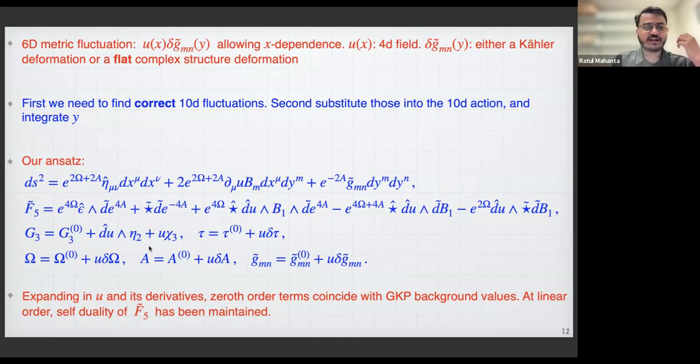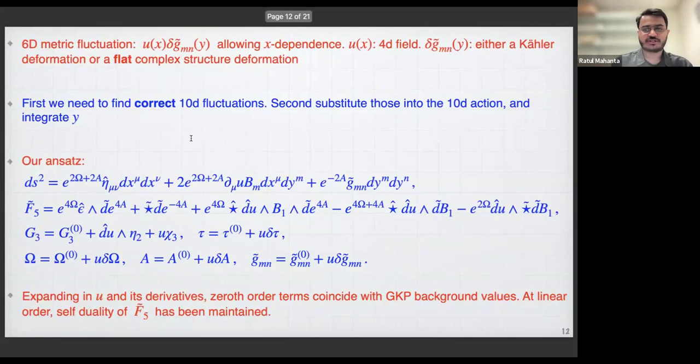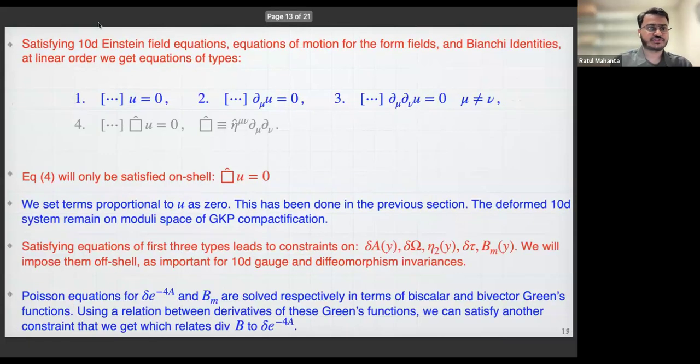And at linear order, the self-duality of F tilde 5 has been maintained. If you further set u as constant, like set the x dependence to go away, these are the fluctuations that I have shown in the previous section. So there are some new terms, and that is required to solve the 10D linearized equations of motion.